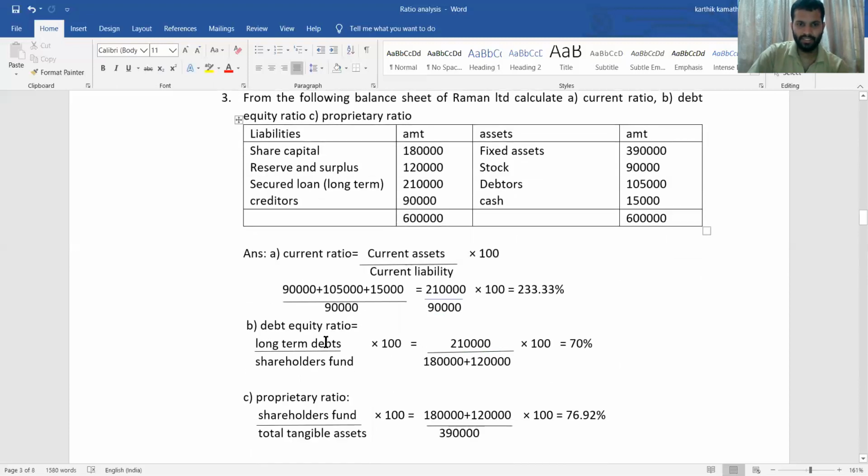Next is debt equity ratio, long term debt divided by shareholders fund. Long term debt, liability side, only one information about secured loan, so that you write 2,10,000 divided by shareholders fund. Shareholders fund means share capital plus reserves and surplus only. So 1,80,000 plus 1,20,000 will be your shareholders fund. So if you divide, you will get the answer as 70%.